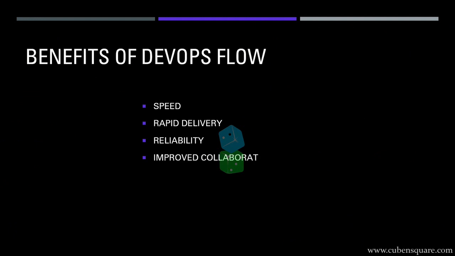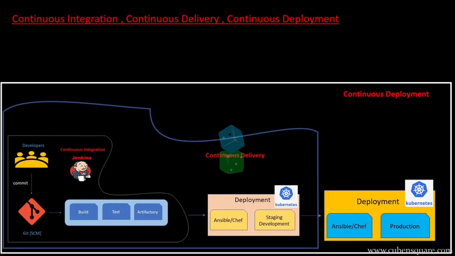Benefits of DevOps flow would count on speed, rapid delivery, reliability, improved collaboration, and security. In short, how fast can you make it? As a next step, to integrate all these tools and to get the application hit the market in a faster pace comes the continuous integration, continuous delivery, and continuous deployment. That's a different topic to discuss about, and let's see that in the upcoming sessions. Thank you all.